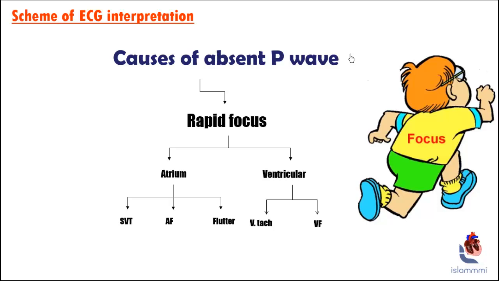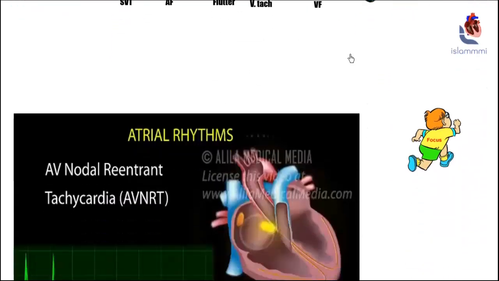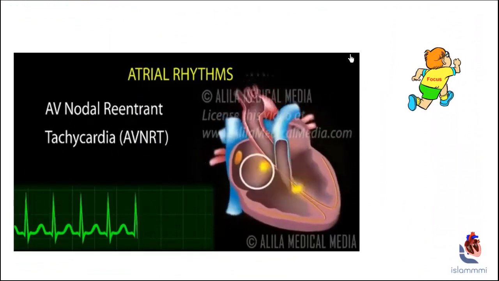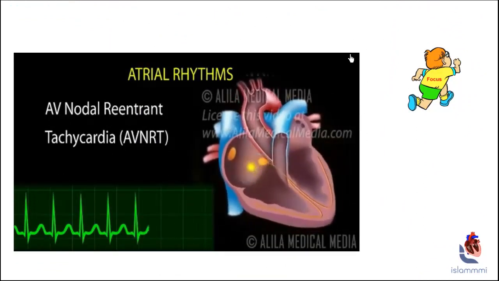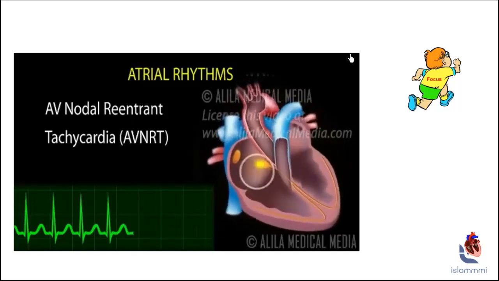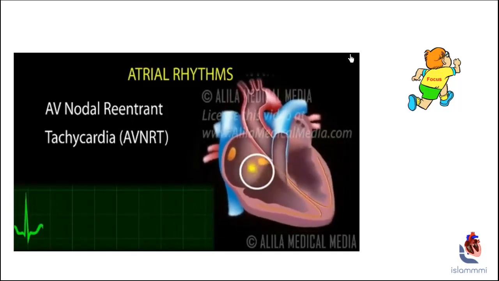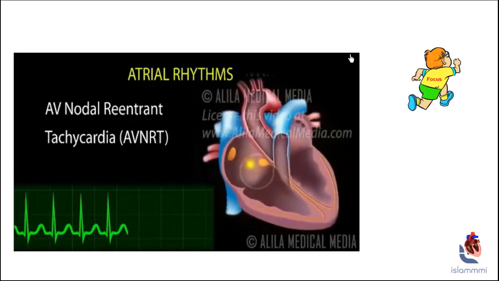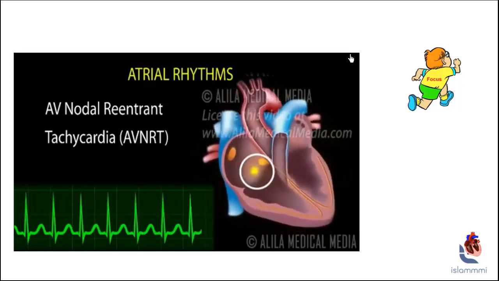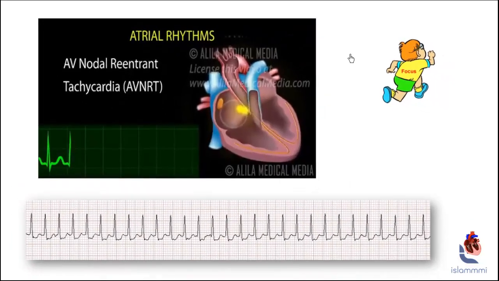So this is the normal. SA node is not working. As you can see now, the pacemaker is here and it's faster than the SA node. So it will override, it will take its job. And now the pacemaker is here, but it's a little bit faster. So this is what we call SVT or supraventricular tachycardia.